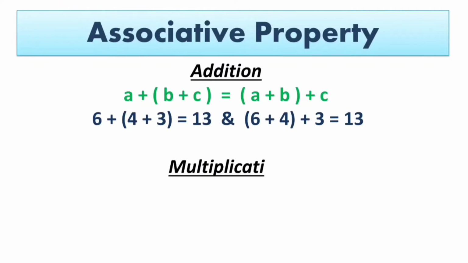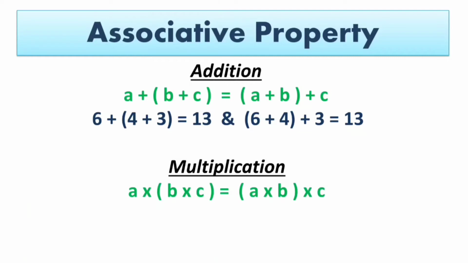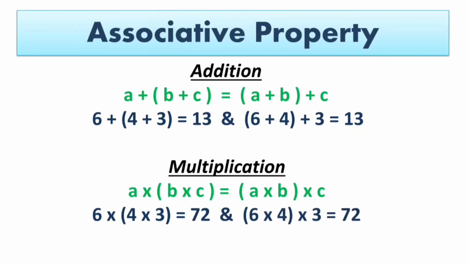Now for multiplication, we have A multiplied by (B multiplied by C) equals (A multiplied by B) multiplied by C. With example, verify it. 6 multiplied by (4 multiplied by 3) equals 72, and (6 multiplied by 4) multiplied by 3 equals 72. In both grouping, answer is same.